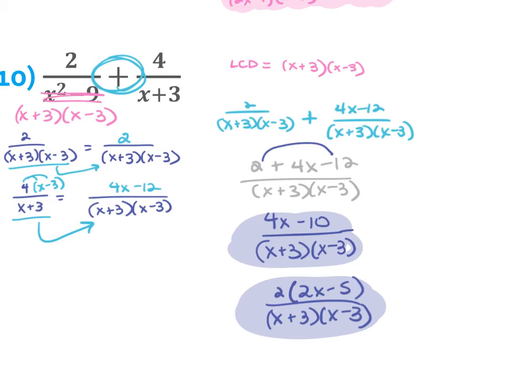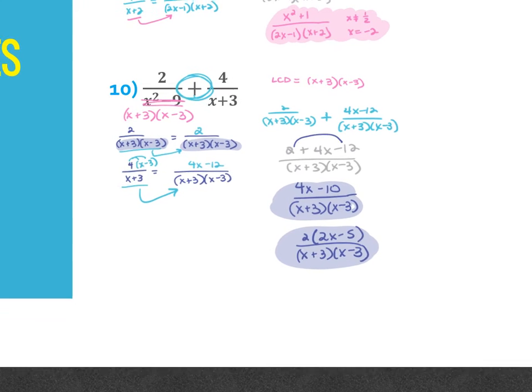Sorry, go ahead, Madison. I was saying back in the beginning, how did you know, like you said, you didn't have to do anything to the 2 over? Because this is the same as this. So the goal there is to take the left side and multiply it by what's missing to the right side, but there's nothing missing, which means I don't have to change the numerator. Okay.